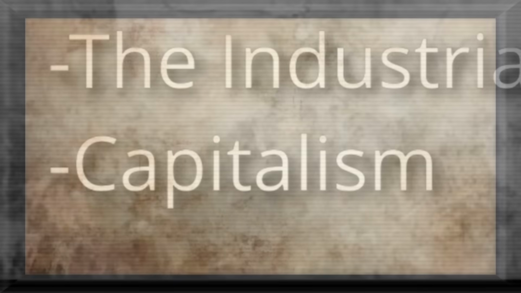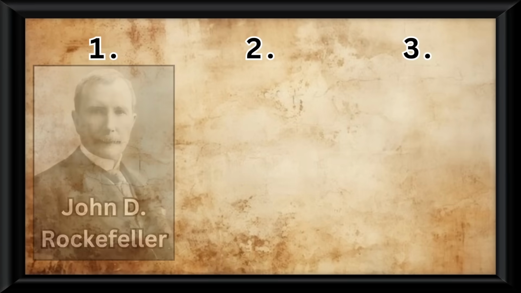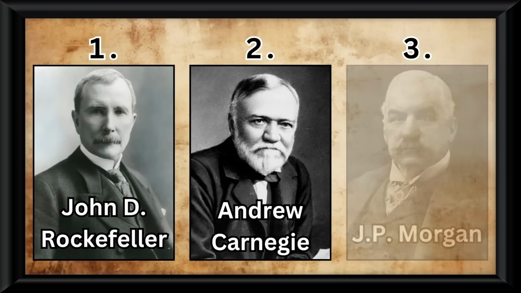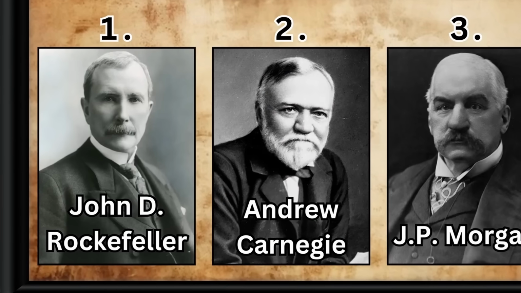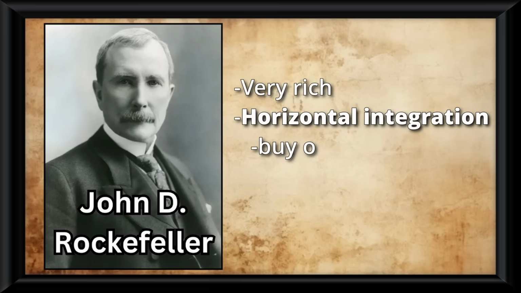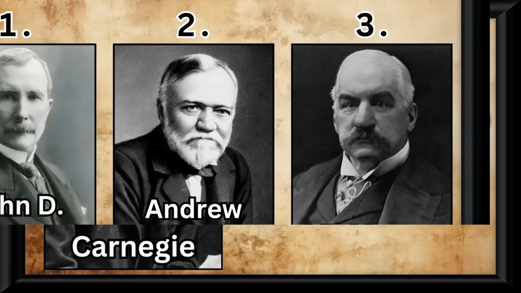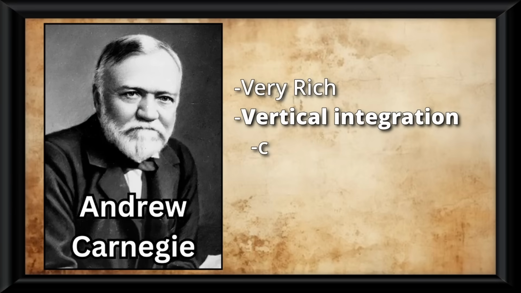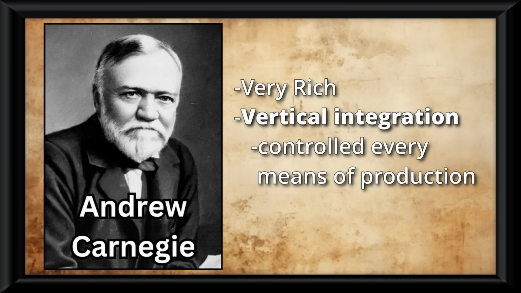Now we turn to the consequences of this industrial expansion, which facilitated the rise of three dominant corporate figures of the Gilded Age: John D. Rockefeller, Andrew Carnegie, and J.P. Morgan. Rockefeller was probably the richest man in American history. He coined horizontal integration, where he'd buy out all of his rivals, and he led the oil industry. Carnegie, on the other hand, coined vertical integration, where he controlled each and every means of production and led the steel industry. And Morgan's the bank guy, meaning he controlled like finance or something.